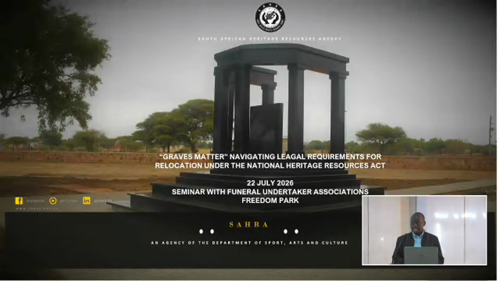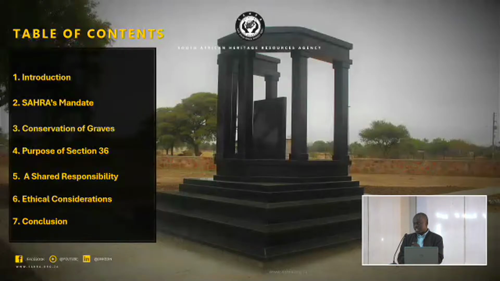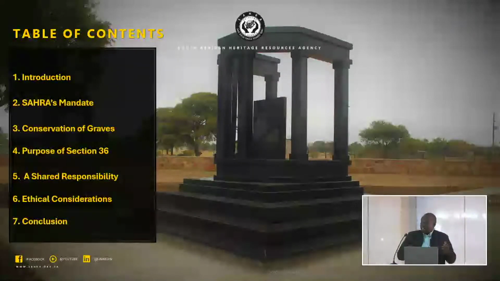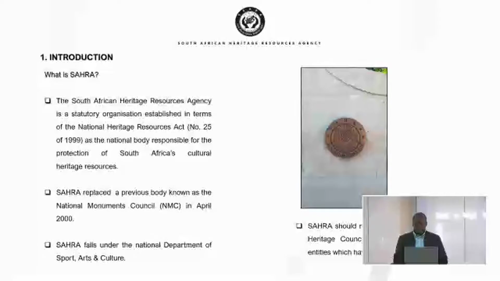National Heritage Resources Act. And so it's therefore important that you understand the sector broadly, but more specifically how directly or indirectly this would have an impact on you and your operations as the Funeral Undertakers Associations. We will drill into the details as we go on to the graves so that we can look at that aspect that deals with the graves. And then we can look at the accountability between SAHRA and themselves as stakeholders that intersect with the sector in various times and spaces.